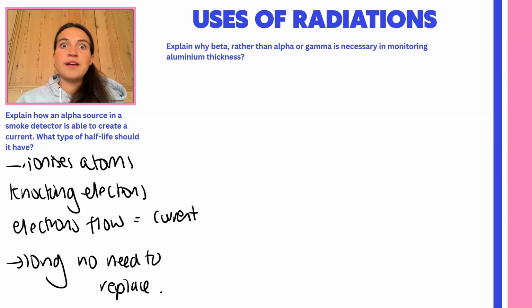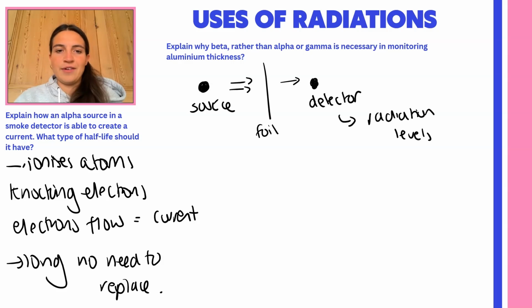Okay, explain why beta rather than alpha or gamma is necessary in monitoring aluminium thickness. Let's draw a diagram of the kind of setup that you would have for using radiation to monitor the thickness of a material. You would have the source, with some arrows showing it emitting radiation. Then I've got my aluminium foil. Then on the other side of my foil, I have the detector. And the detector will measure any change in radiation levels that is incident on the detector.